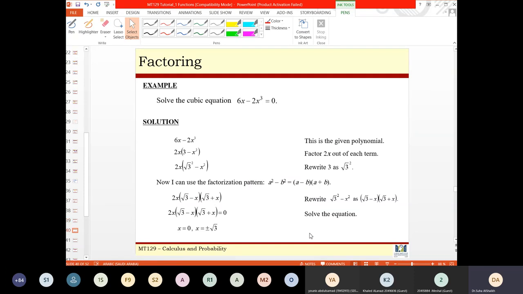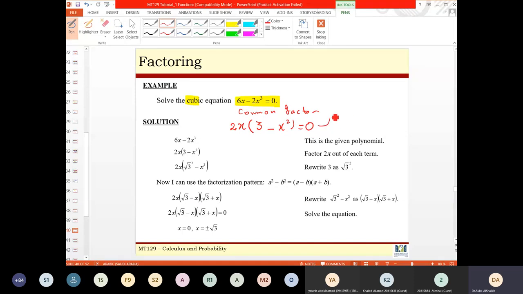Now, here's a question where they want you to solve a cubic equation, a 3rd degree equation. Solvable because there is no constant. It's just x cubed and x. Simply, I take a common factor. Take x and the 2 as a common factor. Actually, I can take 2x as a common factor. What remains here is 3, and what remains here is x squared, equal to 0.